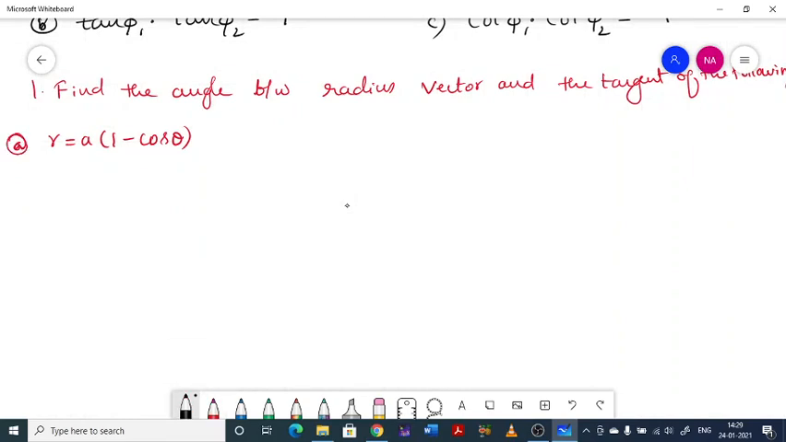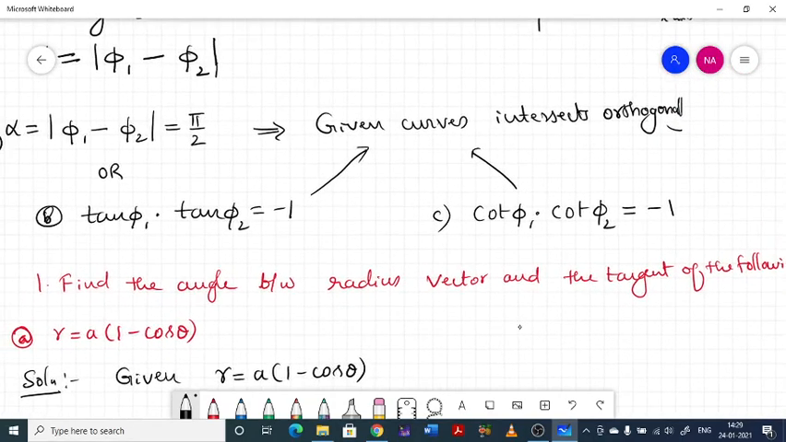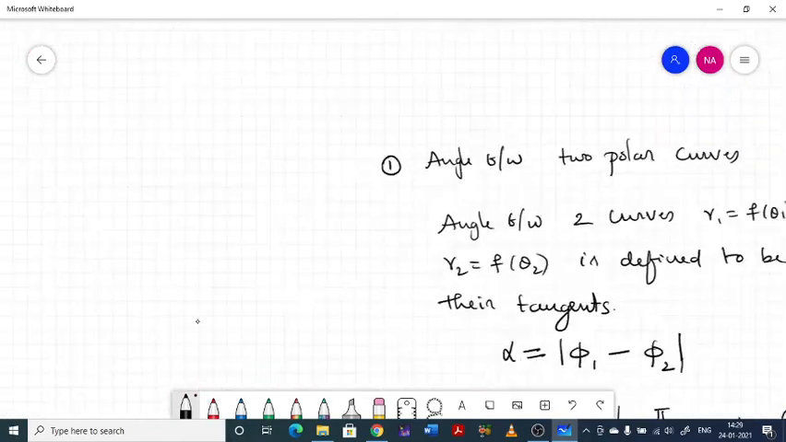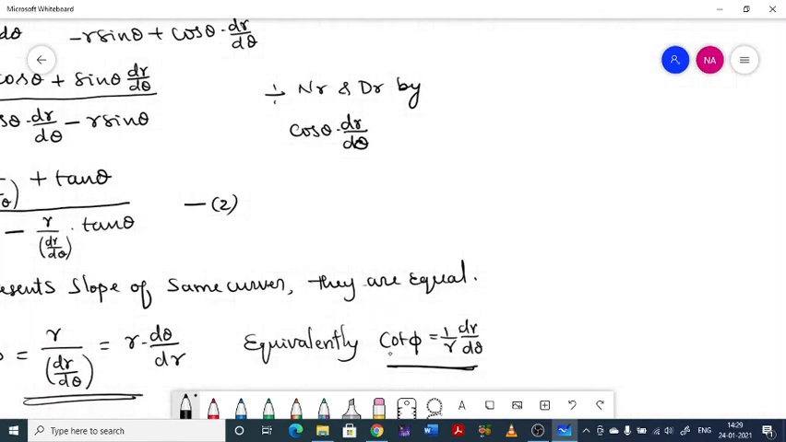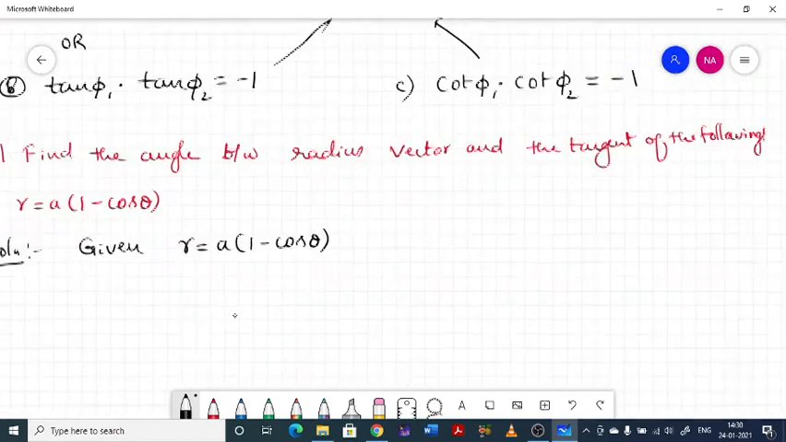Okay, to find the angle between the radius vector and the tangent, we need to differentiate the given expression with respect to theta. Solution, given r equal to a times of 1 minus cos theta, and we have tan phi or cot phi. This is the formula we need to use. Tan phi equal to r into d theta by dr, or cot phi equal to 1 by r into dr by d theta.